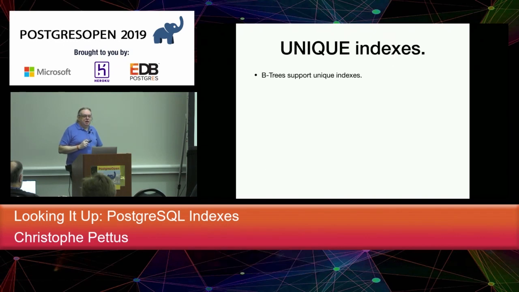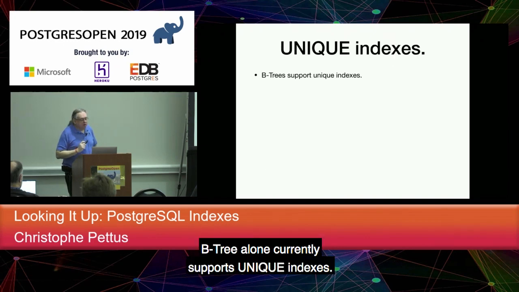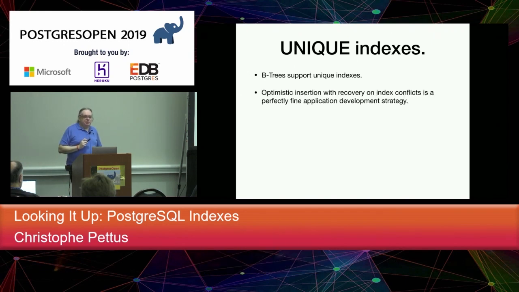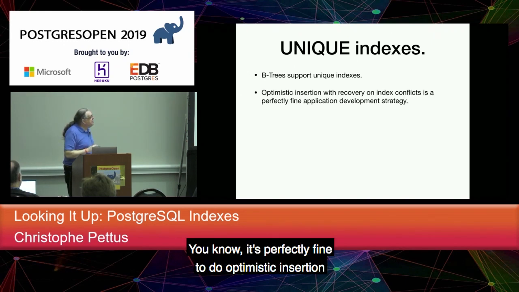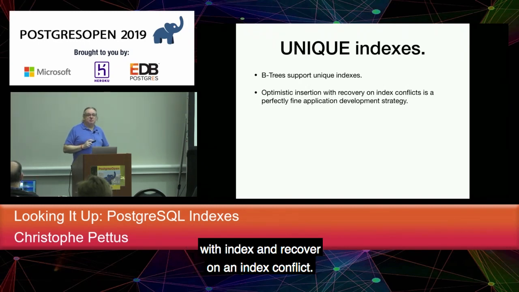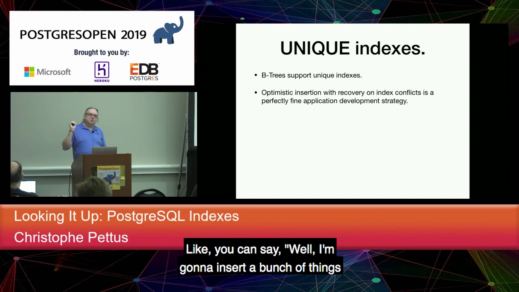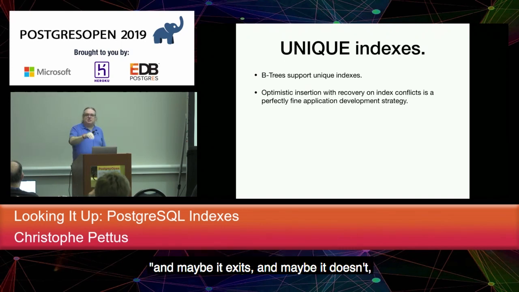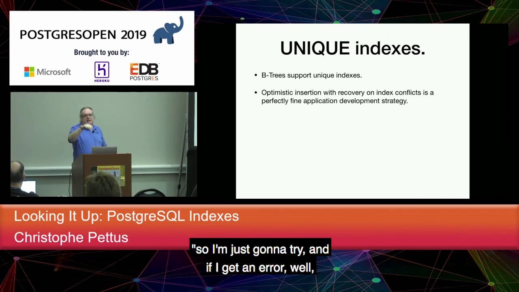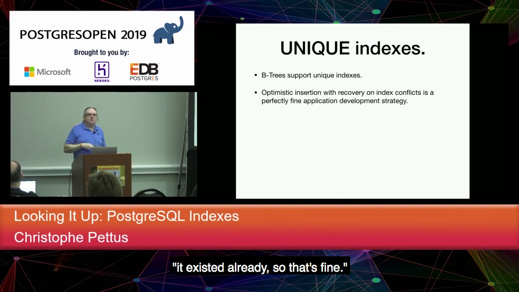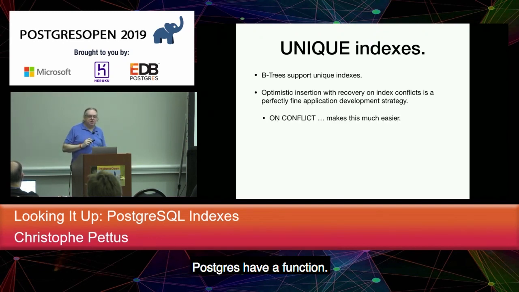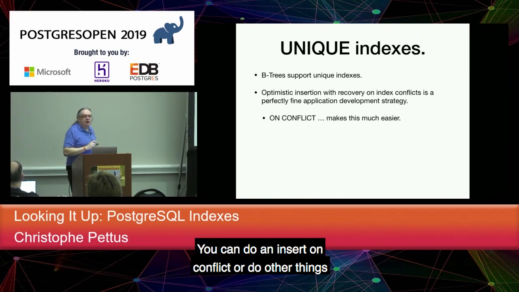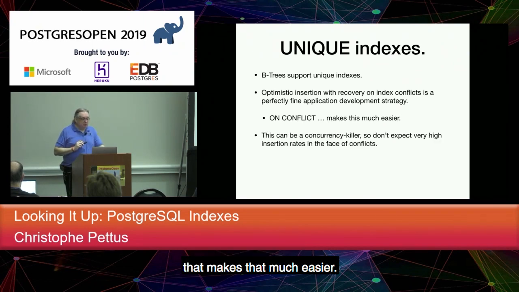B-tree alone currently supports unique indexes. If it's perfectly fine to do optimistic insertion with an index and recover on an index conflict, like if you could say, well, I'm going to insert a bunch of things and maybe it exists and maybe it doesn't. I'm just going to try, and if I get an error, well, it existed already, so that's fine. That's a fine strategy. Postgres does have a function: you can do an INSERT ON CONFLICT, do other things. That makes that much easier.